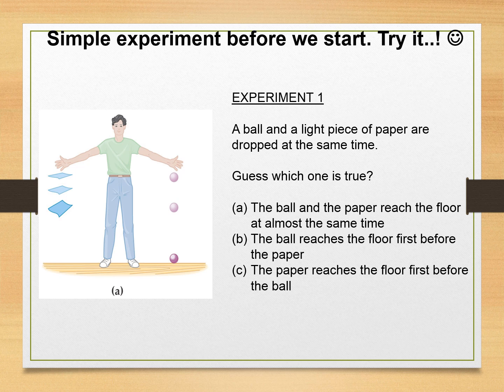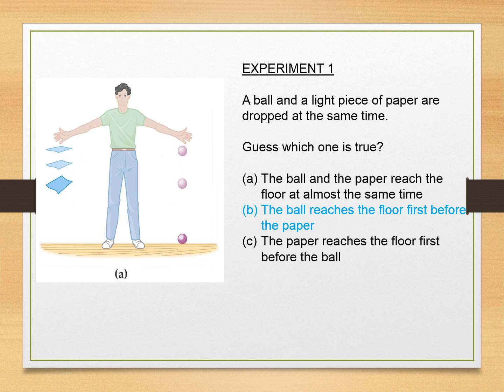A ball and a light piece of paper are dropped at the same time. Guess which one is true? A. The ball and the paper reach the floor at almost the same time. B. The ball reaches the floor first before the paper. C. The paper reaches the floor first before the ball. So, what's your answer? The answer will be B. The ball reached the floor first before the paper.